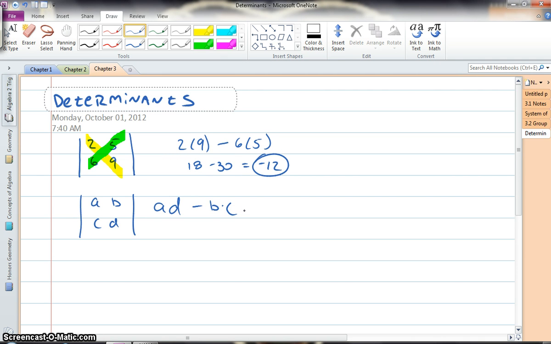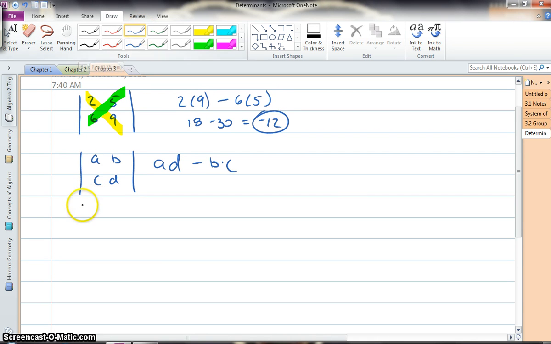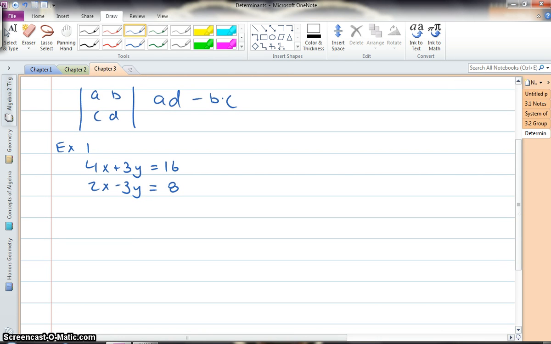Now you can use this fact in order to solve a system of equations. So for instance, example 1. We have 4x plus 3y is equal to 16 and 2x minus 3y equals 8. Now, normally you would see this and you would say elimination. Linear combination would probably be the best method here, but for the sake of argument, let's see how we would use determinants. Now, the first thing is your equations have to be in standard form. They must absolutely, positively be in standard form.